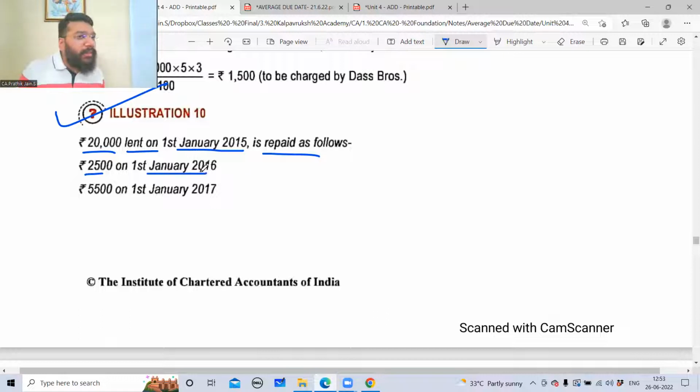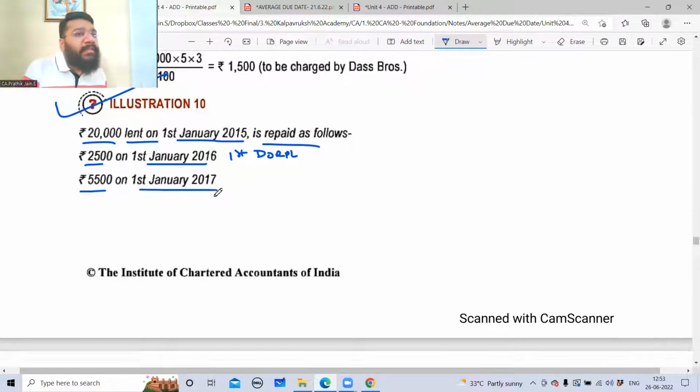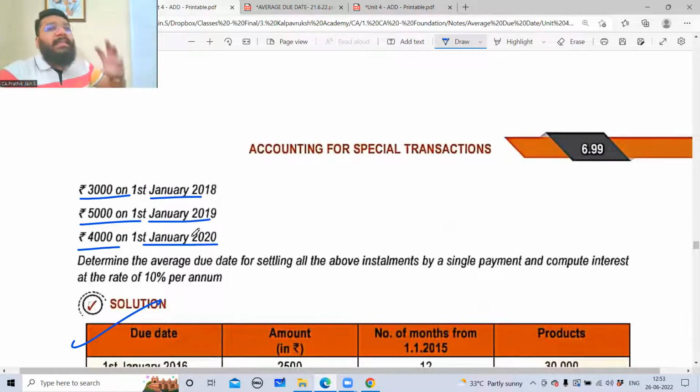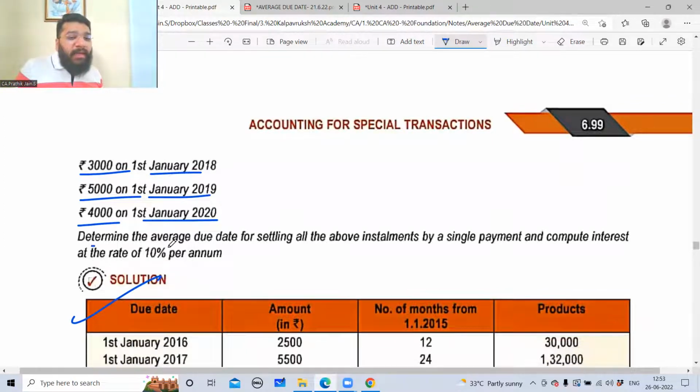2,500 on 1 Jan 2016. So this is the first date of repayment of the loan. 5,500 is on 1/1/17, which is the second date of repayment. 3,000 third, 5,000 fourth, 4,000 fifth. So can I say the amount is constantly changing here? In the previous question, the amount of repayment was constant. Determine the average due date for settling all the above installments by a single payment.